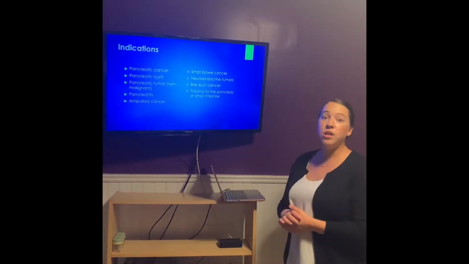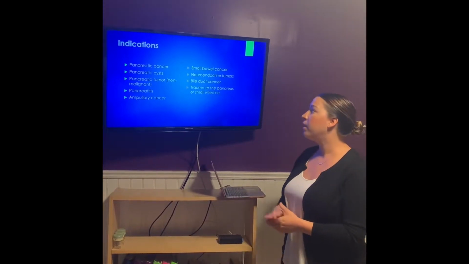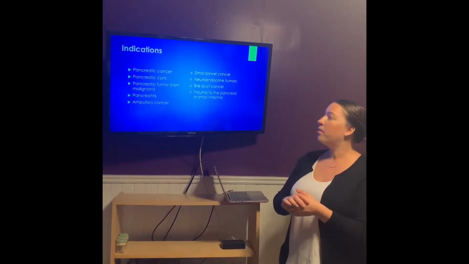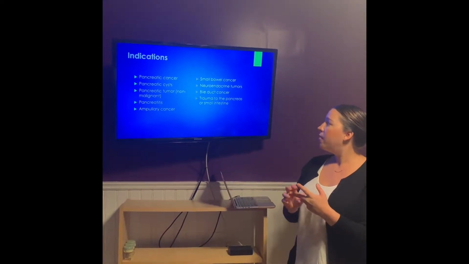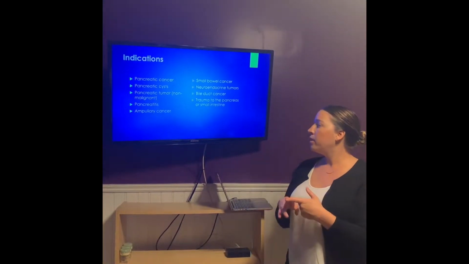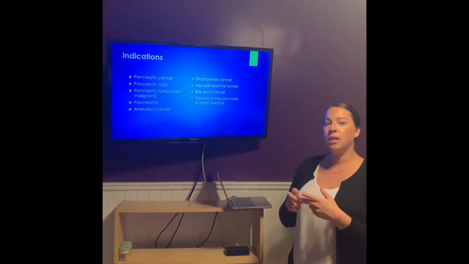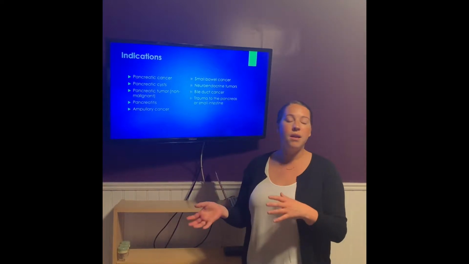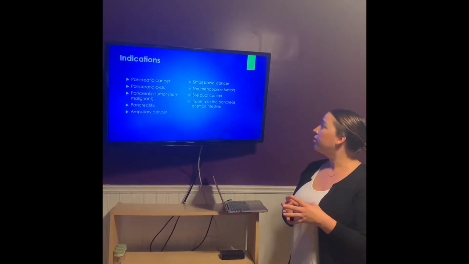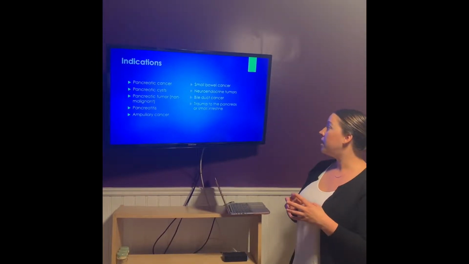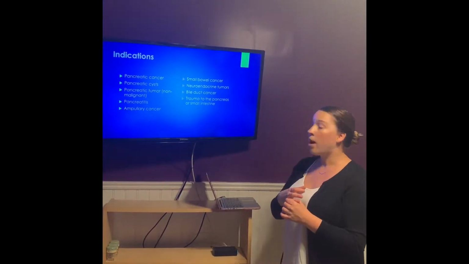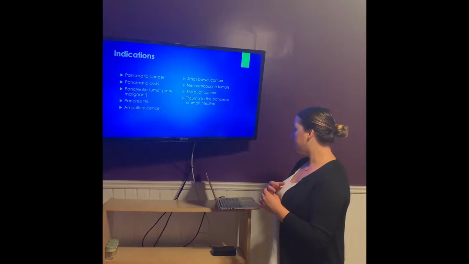All right, so some indications for the Whipple procedure most commonly are pancreatic cancer at the head of the pancreas. We also perform the Whipple for patients who have pancreatic cysts, pancreatic tumors that are non-malignant but that might eventually become malignant, pancreatitis, ampullary cancer, so cancers that originated in other parts of the body and then metastasized to the head of the pancreas. We also do this surgery for small bowel cancers in the duodenum, neuroendocrine tumors, bile duct cancers, and trauma to the pancreas or small intestines.